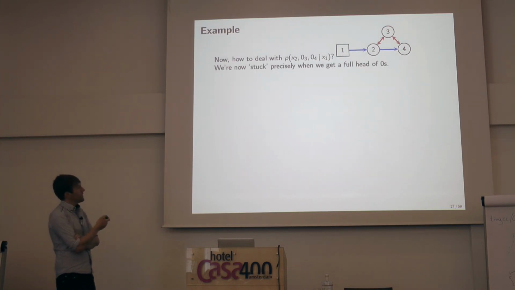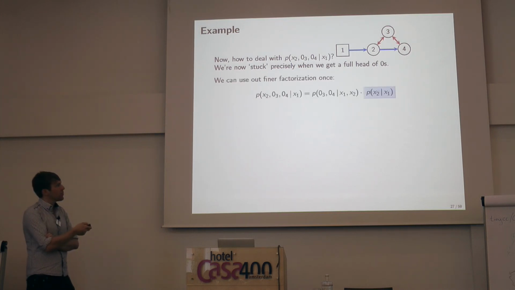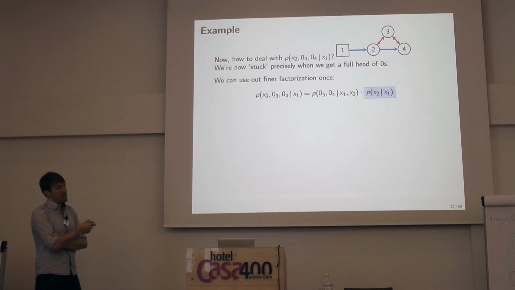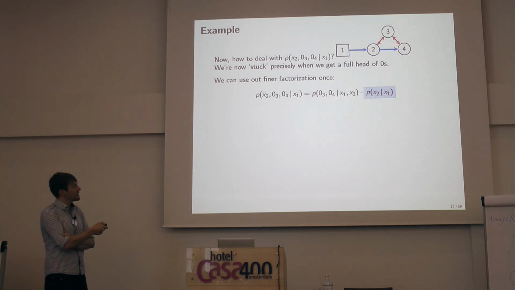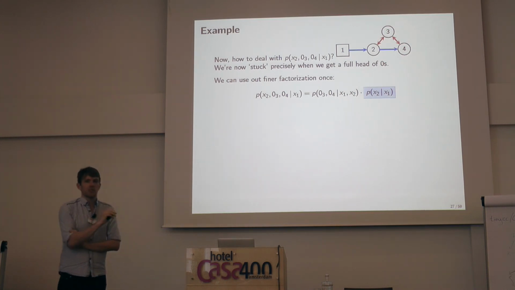Well, so I'm sort of stuck. I'm stuck precisely when I get a head, because that's all the barren vertices, a head that's full of zeros. So if all the elements of the head are 0, then I'm going to apply my finer factorizations, and this is why I bothered to do this. So I'm going to take the distribution of the head given the tail times the piece that corresponds to the graph of everything that's left, which by induction I already know how to do again.